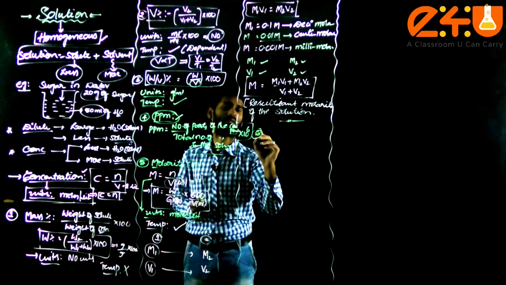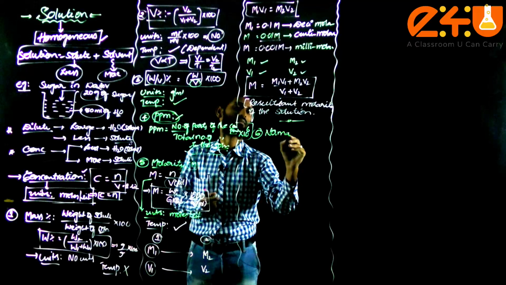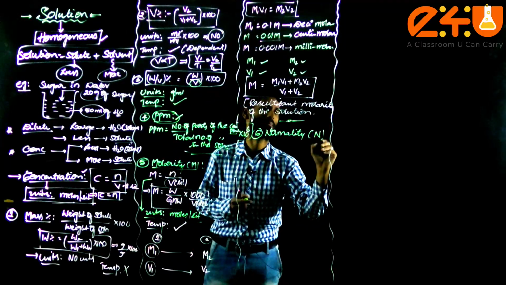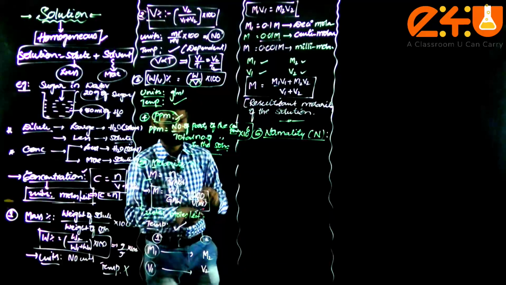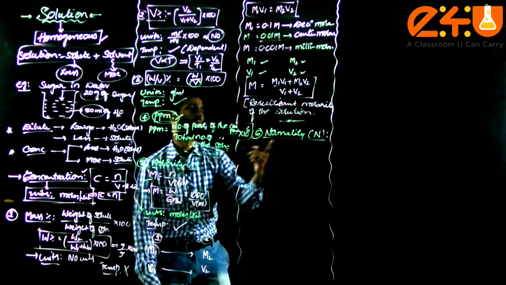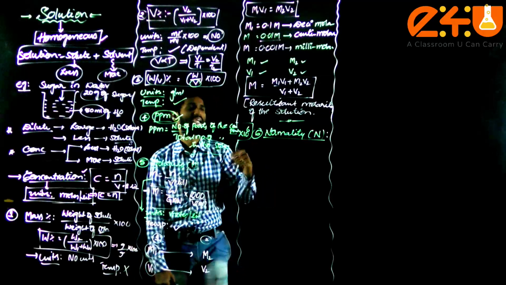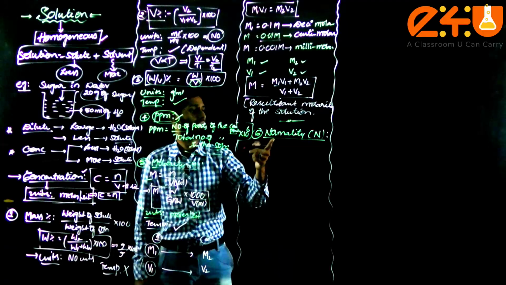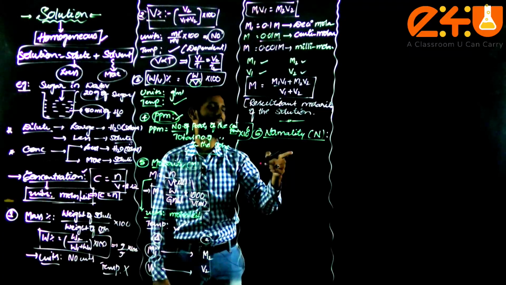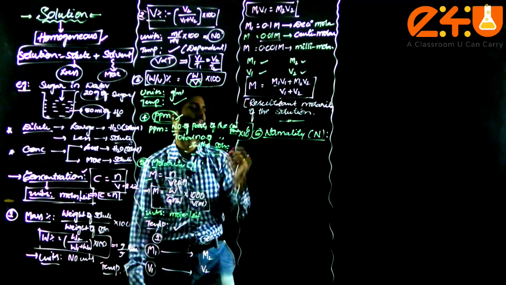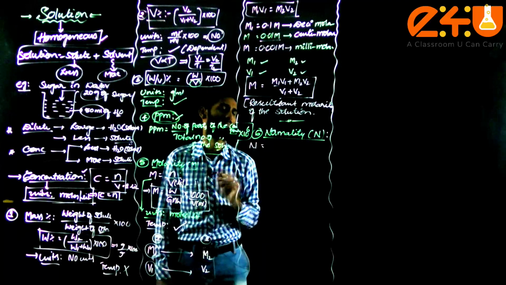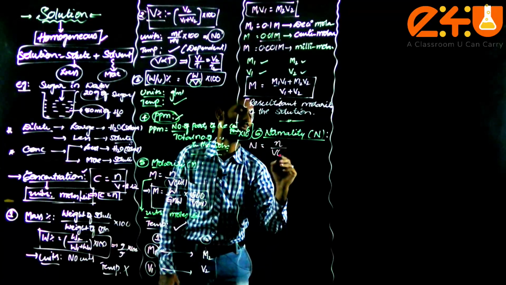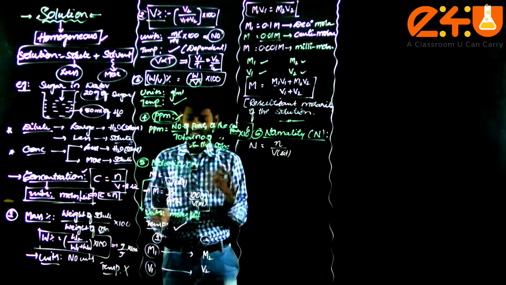And the next one is normality. Normality is not given in our CBSE, but at competitive level it is very important, represented here by capital N. Normality, how to define it? The number of gram equivalents dissolved in 1 liter of the solution is known as normality. Normality is generally represented by N. N is equal to n divided by volume in liters. Sir, both are same? No sir, no.